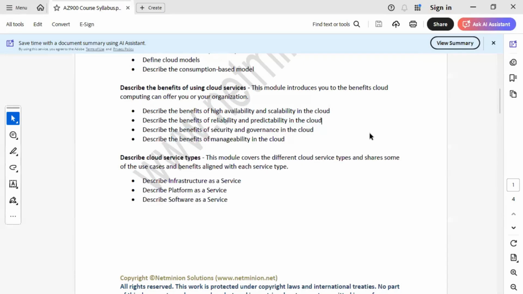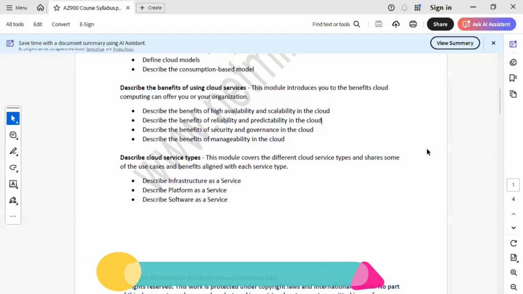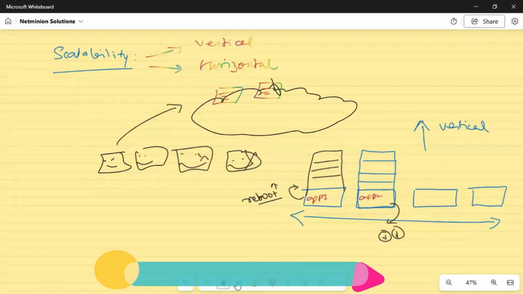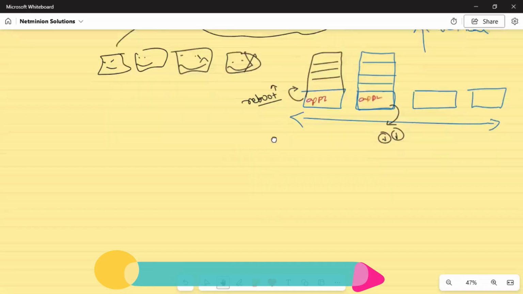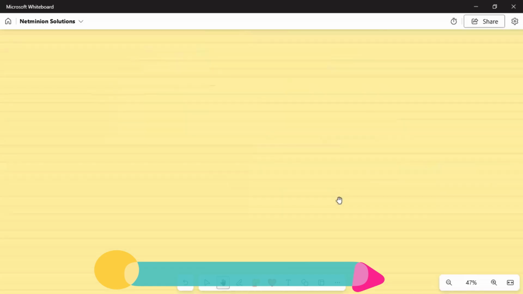Second is reliability and predictability. Very important terms, which I will say are a crucial benefit when you are using your cloud. Okay, reliability and predictability. So what do we mean by reliability?